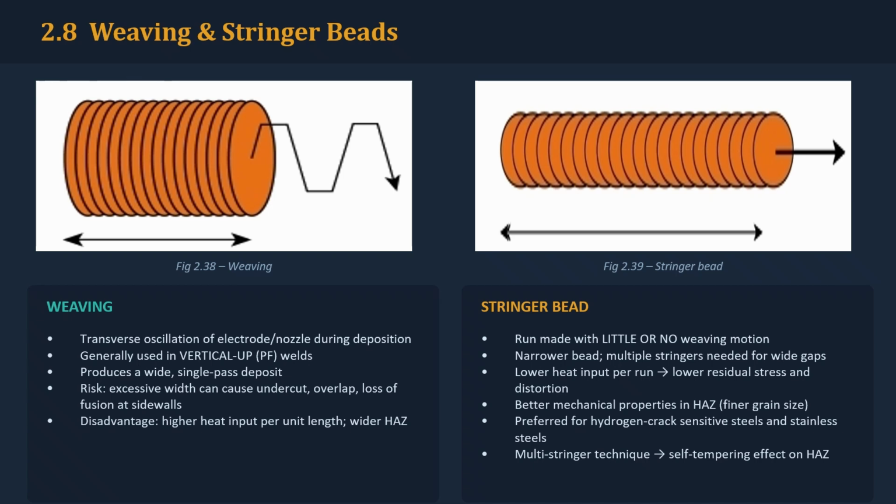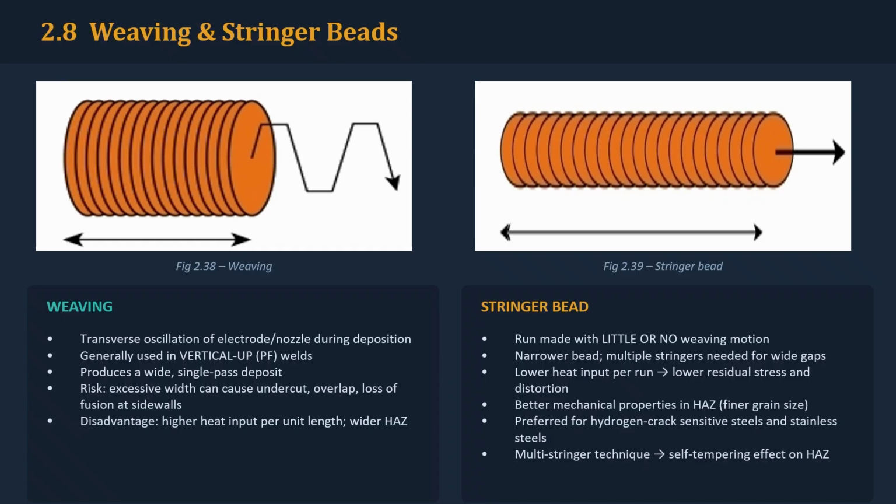A stringer bead, by comparison, uses little or no transverse oscillation. The bead is relatively narrow, and several stringer beads may be deposited to fill a wider joint. This can provide better control of heat input and distortion and can be advantageous for materials where excessive heat input is undesirable. There is also an important metallurgical consideration. In multi-pass welding, subsequent passes can thermally affect the HAZ created by earlier passes. Under suitable conditions, this can produce a tempering effect and influence hardness and toughness. For hydrogen-sensitive or higher-strength materials, controlling heat input and bead technique can be particularly important.